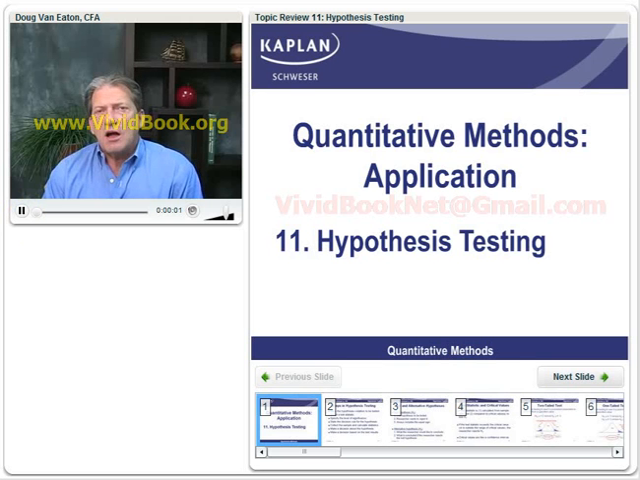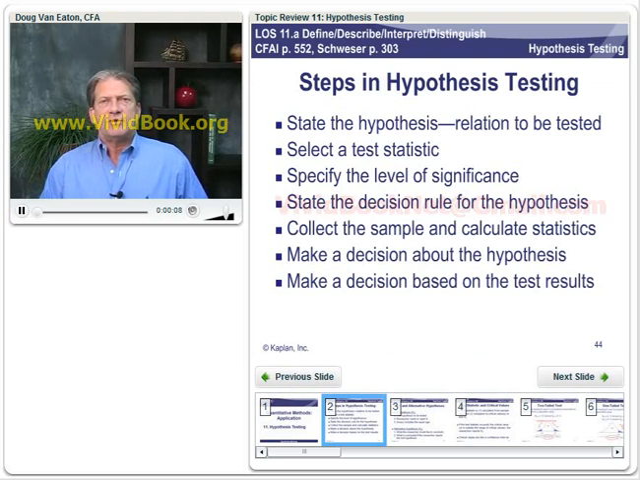This segment is on hypothesis testing. Let's take a look at our steps in the hypothesis testing process.